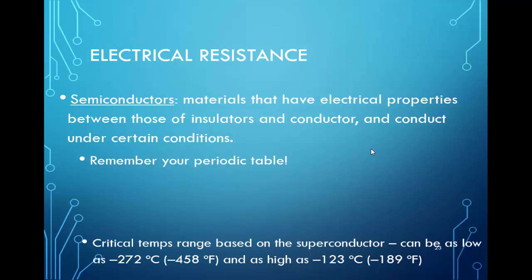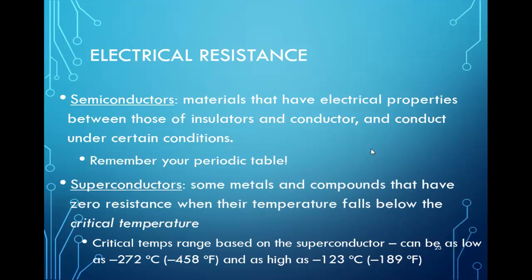And we have semiconductors. They are materials that have electrical properties between insulators and conductors. So semiconductors have a property of the insulators and a property of the conductors, and conduct electricity under certain conditions. Remember your periodic table. Yes, we have metals, non-metals, and semiconductors.